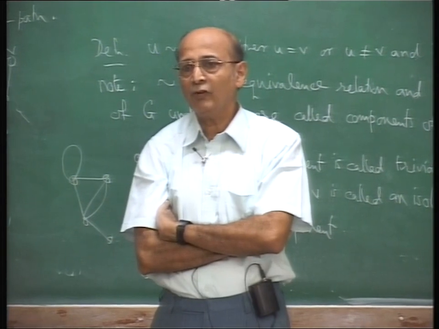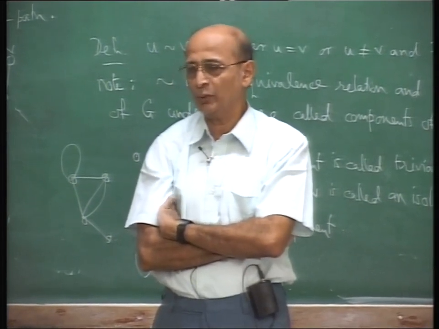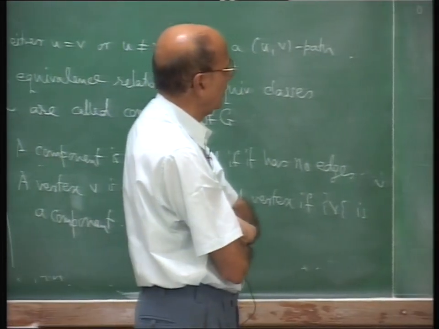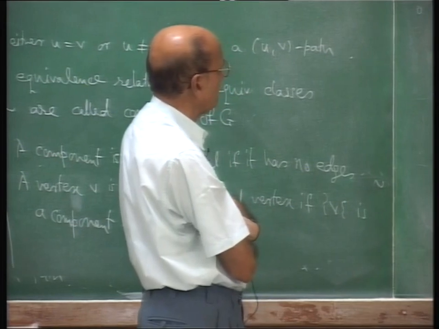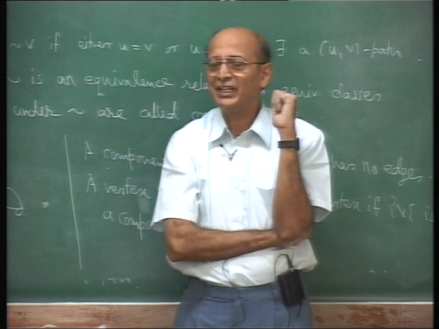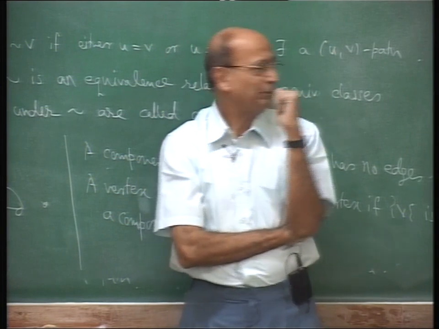If you have one edge, then you have at least n minus 1 components. This can be proved by induction. It won't be difficult to prove this by induction. I'm just trying to give an alternate idea. What could be done if you don't want to use induction? Proof.